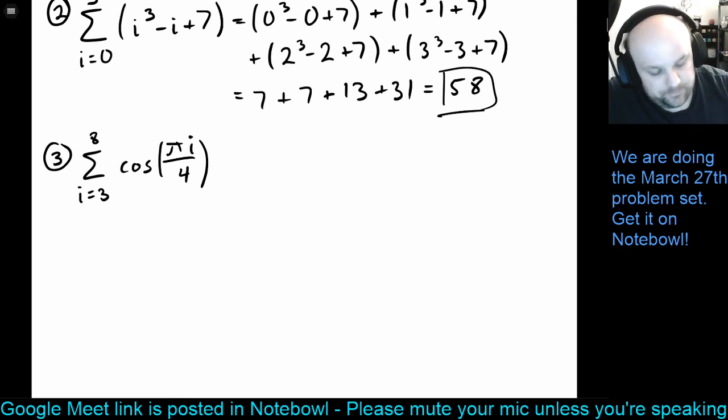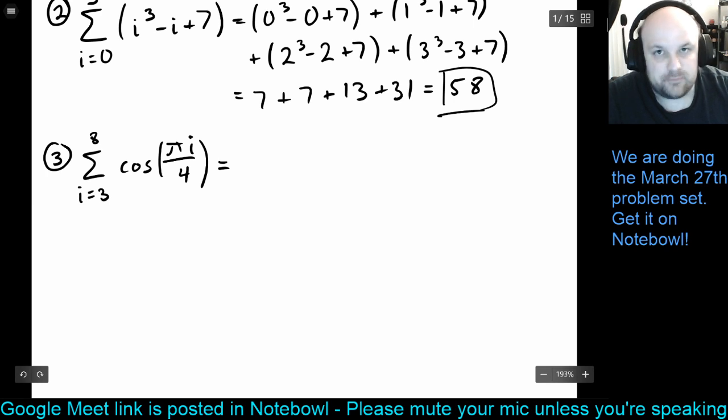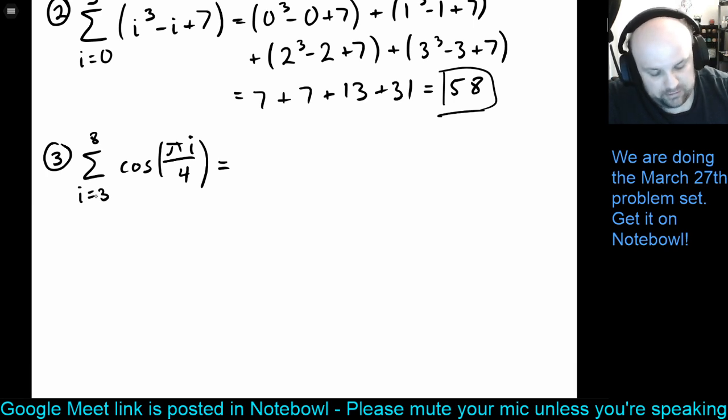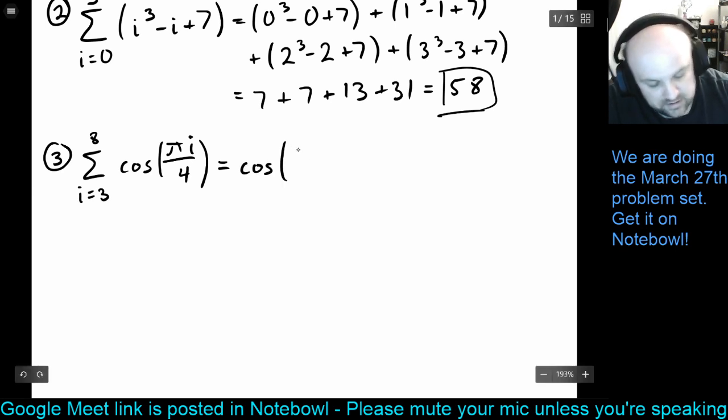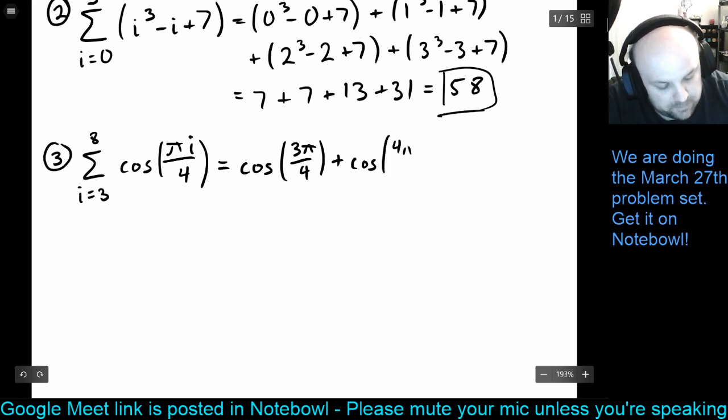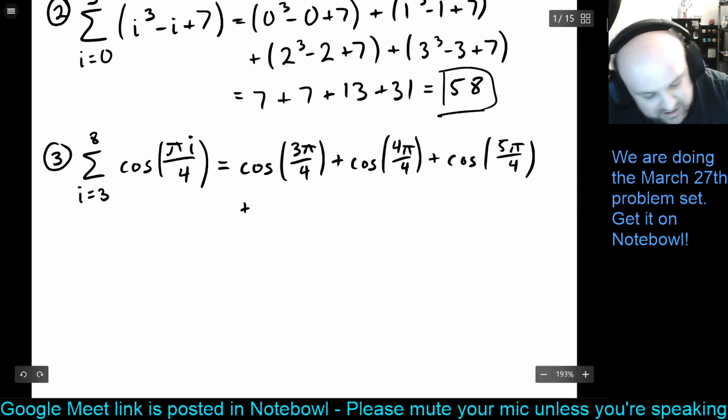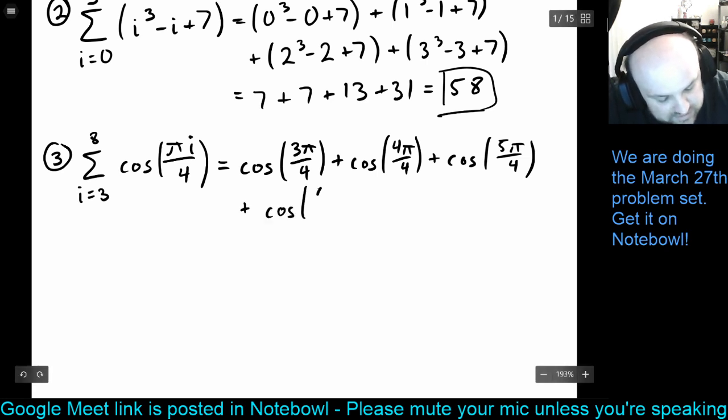Right? But we follow the exact same rules when we do this. So we start here, the bottom number is 3, so we're going to start with i equals 3 and start moving up. So cosine, this will be 3 pi over 4 plus cosine 4 pi over 4 plus cosine 5 pi over 4. I'm right now wishing I hadn't picked such a high number. Cosine of 6 pi over 4. Cosine 7 pi over 4. And cosine 8 pi over 4.